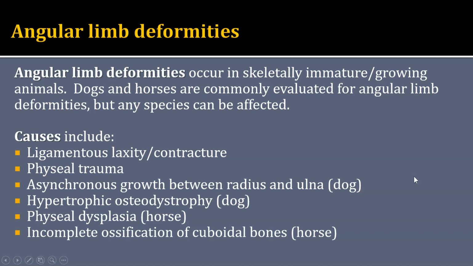Some patients actually just have asynchronous growth between the radius and the ulna, not from physeal trauma. That can happen in large breed dogs, so that can cause angular limb deformities. And then we've talked about it with hypertrophic osteodystrophy, so potentially a sequela to that. We just talked about physeal dysplasia in the horse as leading to our angular limb deformities. And then later on, we'll talk about incomplete ossification of the cuboidal bones in the horse that can also lead to angular limb deformities.